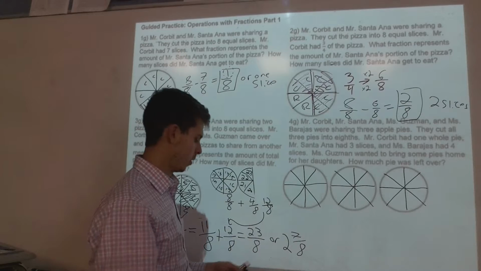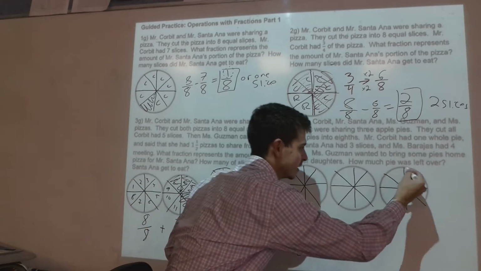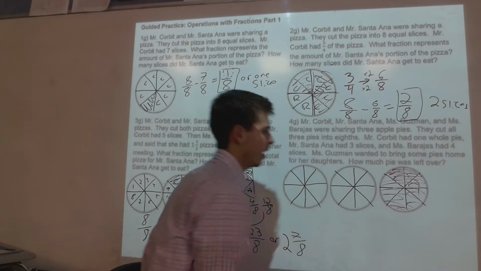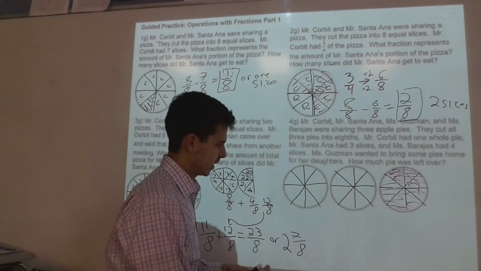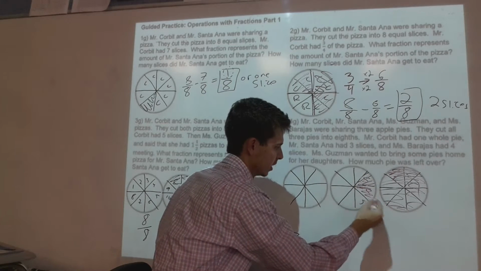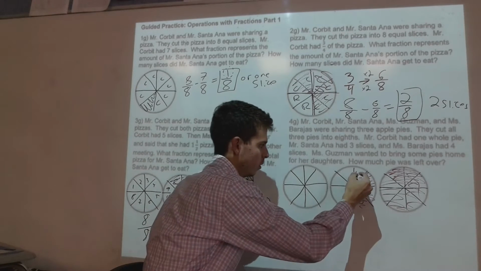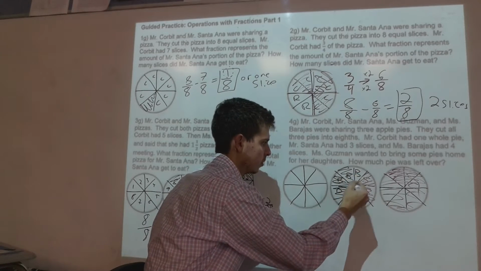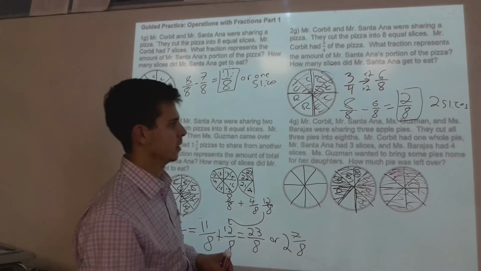Mr. Corbett had 1 whole pie. I do love my pie. So this is Mr. Corbett's pie. It's already gone. It's eliminated. Mr. Santa Ana had 3 slices, so do S, S, and S. That's Mr. Santa Ana's slices there. And Miss Barajas had 4 slices, so B, B, B, and B. So there's this one gone, this one gone, this one gone, and this one gone. We only have 1 slice remaining in this pie.